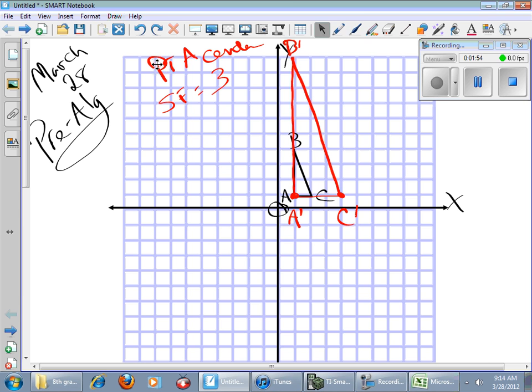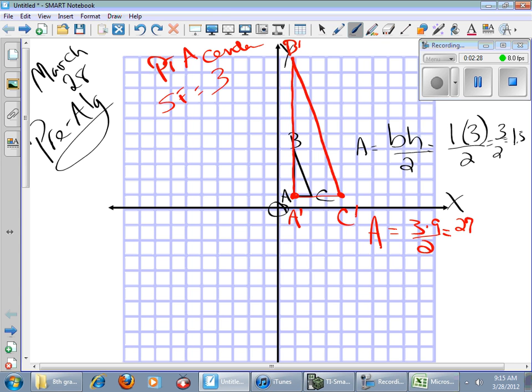3. If I figure out the area of the black one, that would be, let's see, base times height divided by 2, right? Okay, and the base is 1 and the height is 3, and divide by 2, I'm going to get 3 over 2, or 1.5, right? If I do the area of the red one, I'm going to get the base to be 3, the height to be 9, and then I'm going to cut it in half. That's going to be 27 over 2, and if I cut 28 in half, I get 14, so this must be 13.5.